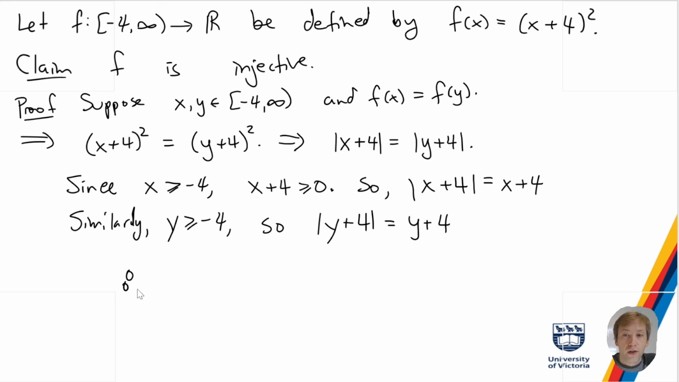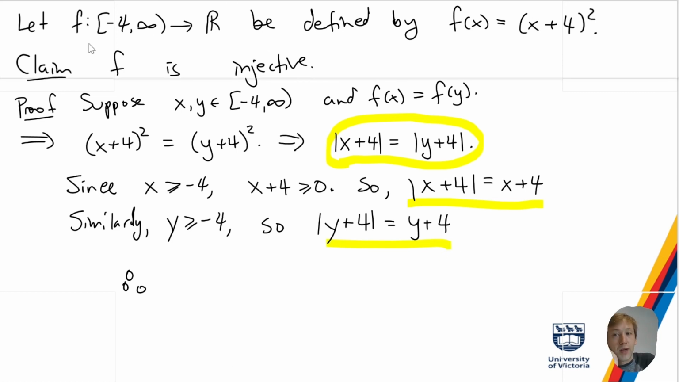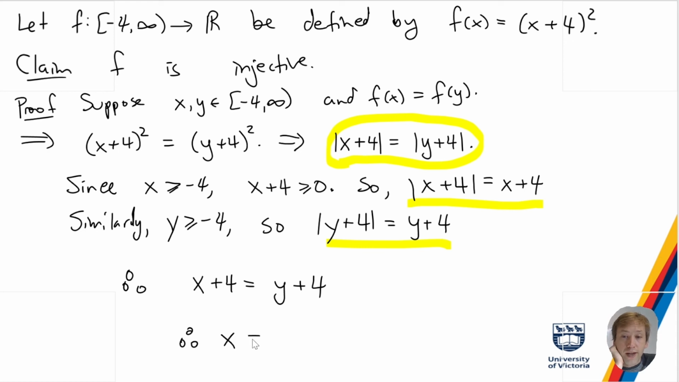So therefore, since we've already proven that the absolute value of x plus 4 equals the absolute value of y plus 4, and we've proven that the absolute value of x plus 4 is just x plus 4, and the absolute value of y plus 4 is y plus 4, we can put this all together to get that x plus 4 equals y plus 4. Therefore, by subtracting 4 from both sides, we get that x is equal to y. Okay, so this function is injective.